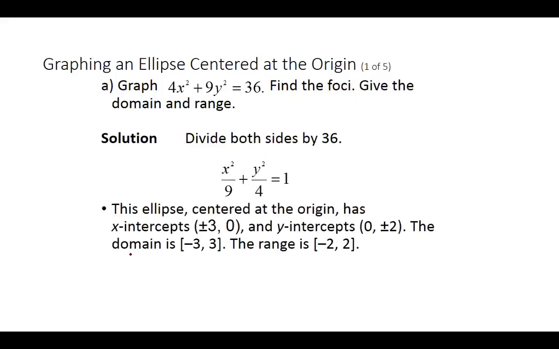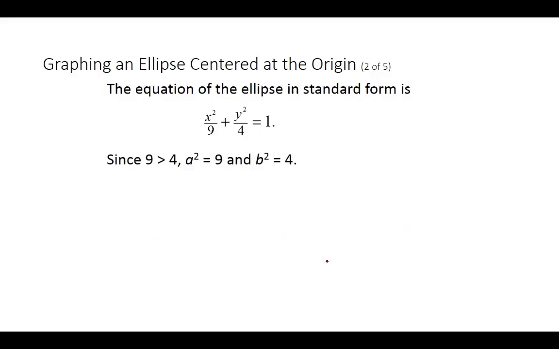So now I have all the information to graph this. The ellipse is centered at the origin, there's no h and k here, has the x-intercepts of plus and minus 3, 0, and the y-intercepts would be 0, plus and minus 2. The domain then would be pretty clear, from negative 3 to 3, and the range would be from negative 2 to 2. So the graph of the ellipse can be shown.